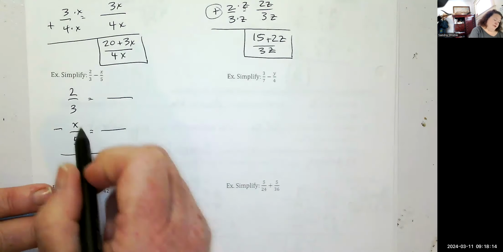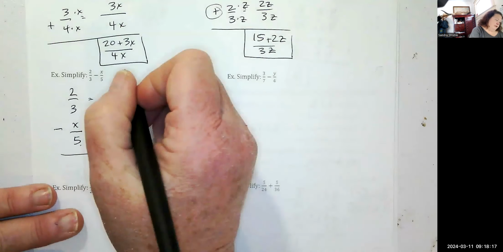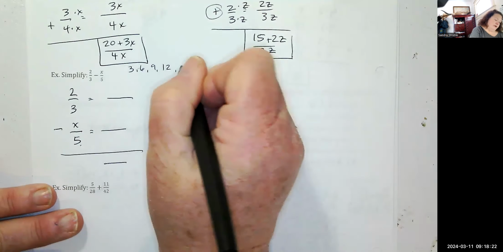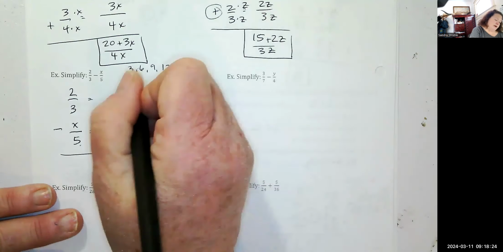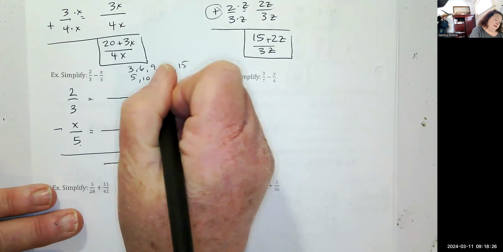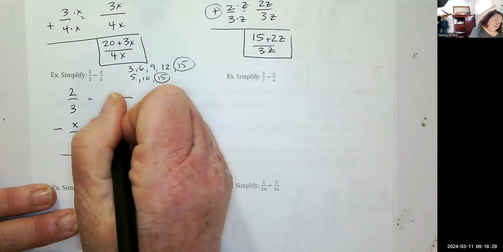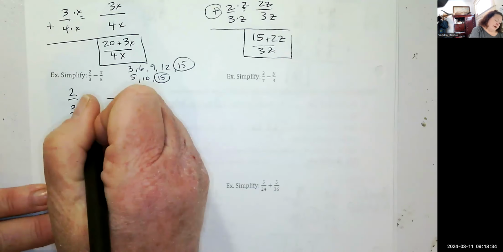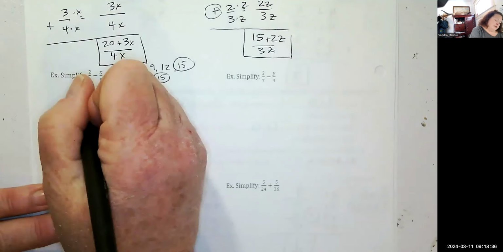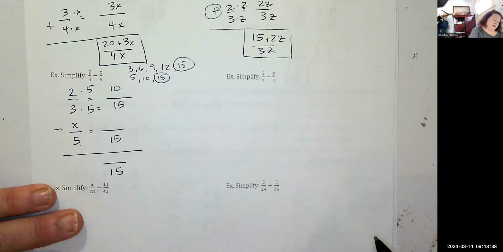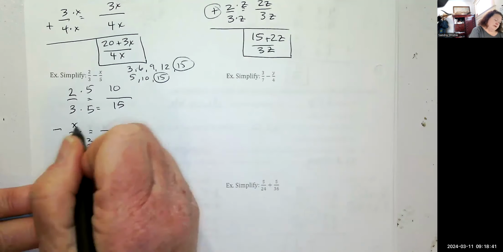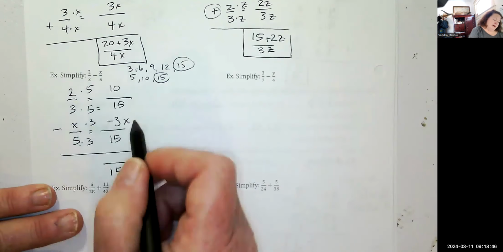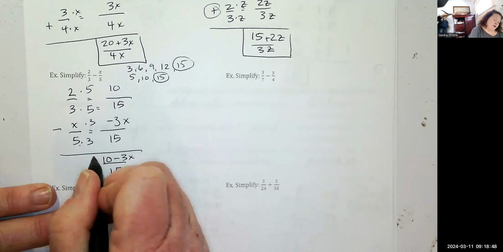All right. 3 and 5. Multiples of 3 are 3, 6, 9, 12, and 15. I'm going to stop there because that's 3 times 5. Multiples of 5 are 5, 10, and 15. 15 is our lowest common denominator. 3 times 5 is 15, so 2 times 5 is 10. 5 times 3 is 15, so negative x times 3 is negative 3x. Finally, it's 10 minus 3x over 15.